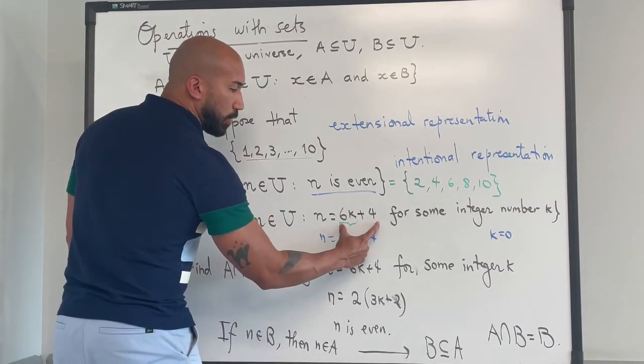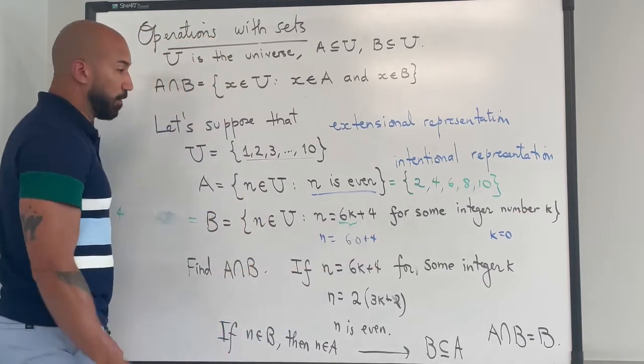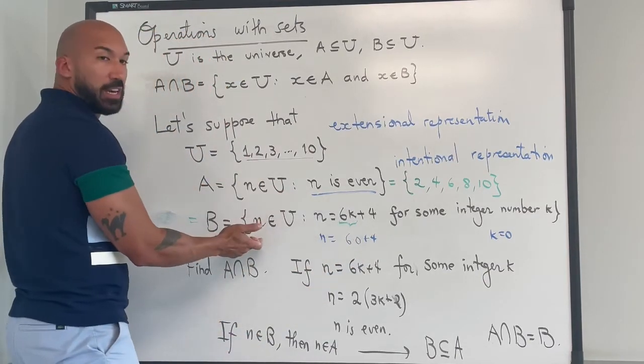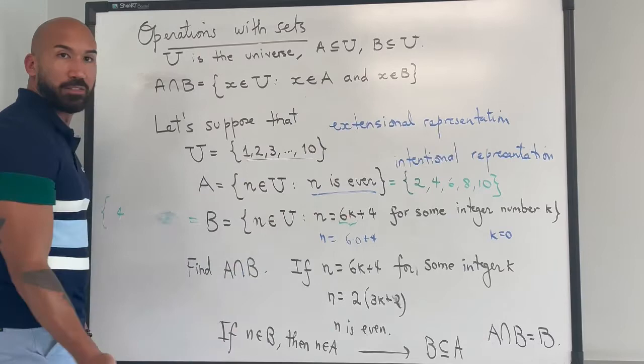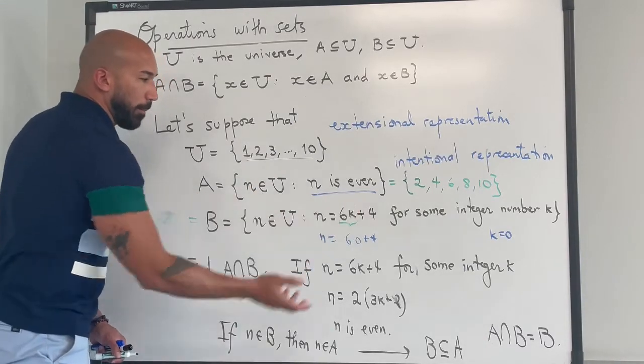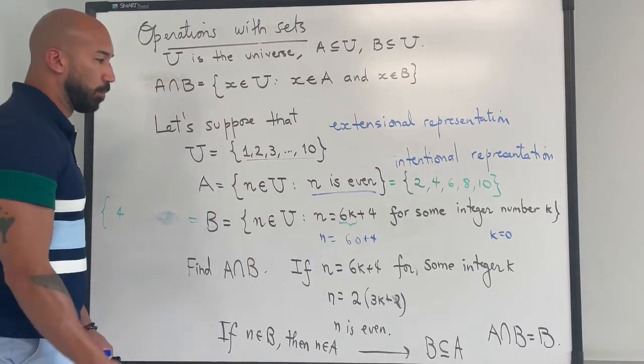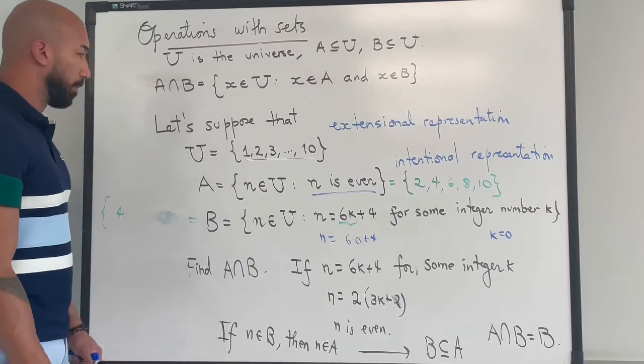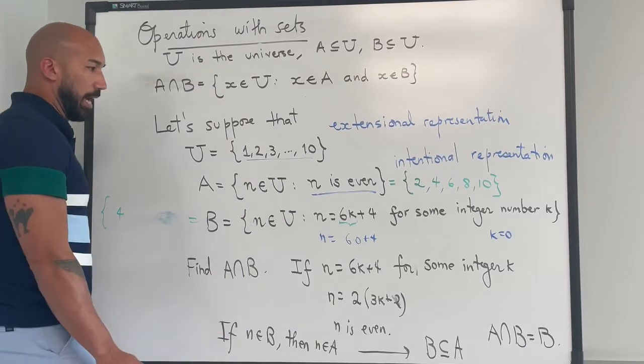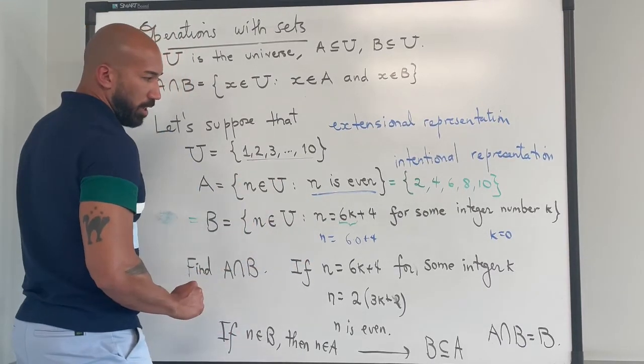So this addition here is going to be negative. But in the universe, we don't have any negative numbers, so applying this formula for a negative number is not going to produce any element in U. So negative numbers are not good for us here.